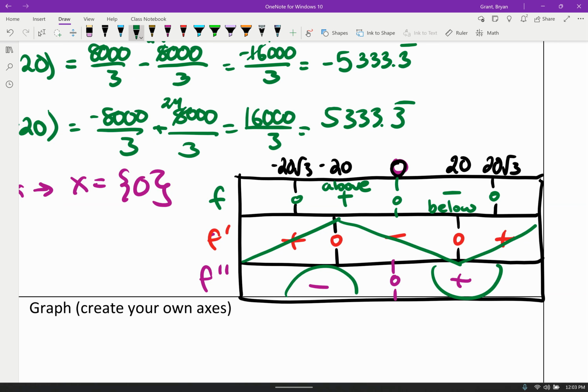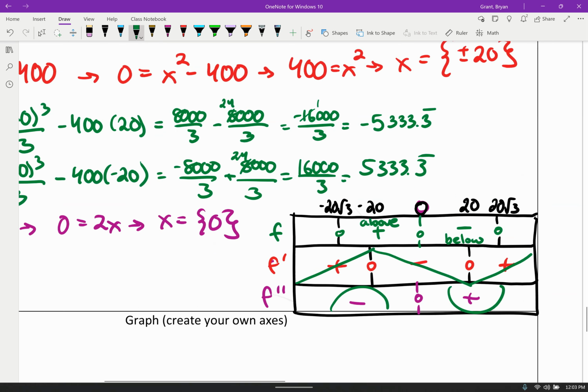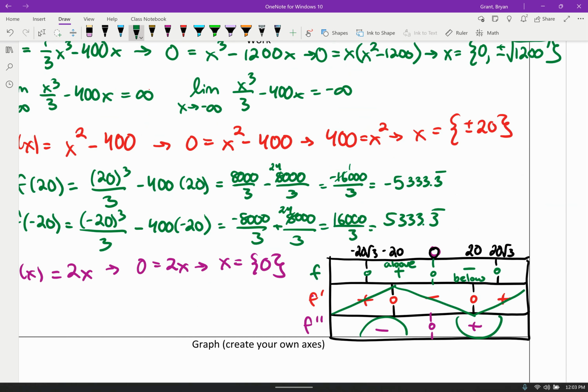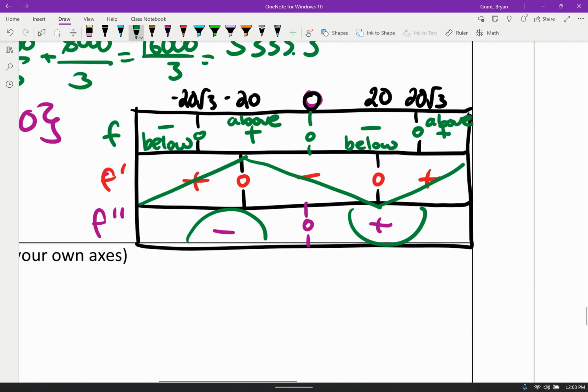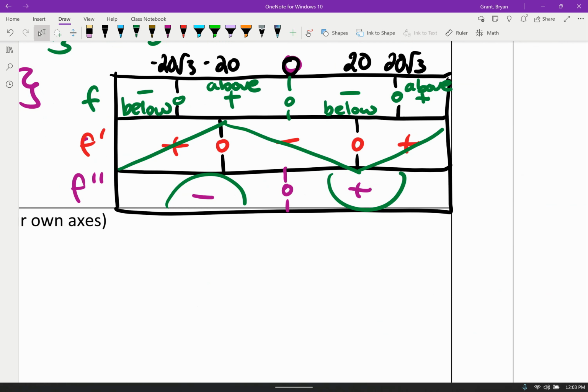Okay? And I am pretty confident that since we know at negative infinity we are negative, that this last part will be below. And at positive infinity we're positive, so we're going to be above. Awesome. I think we are ready to sketch this graph. So let's get to it.